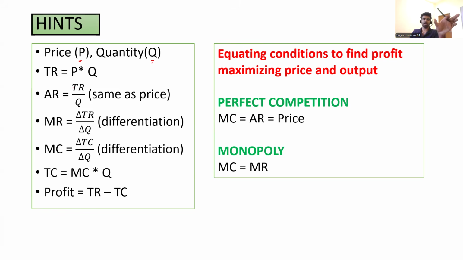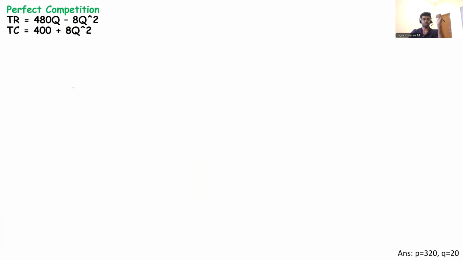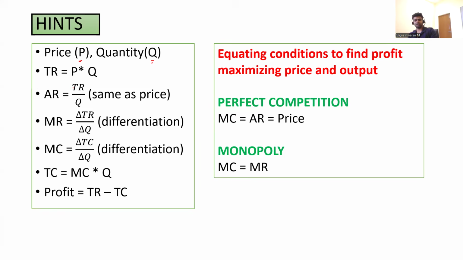So just have a look at all those hints. Price and quantity will be represented by P and Q. Total revenue means price into quantity. Average revenue means total revenue by quantity, which is the same as the price. For marginal revenue and marginal cost, we will differentiate. For MR, we have to differentiate total revenue. For MC, we have to differentiate total cost. Then total cost is equal to MC into Q. Profit is total revenue minus total cost. I will explain this differentiation once.